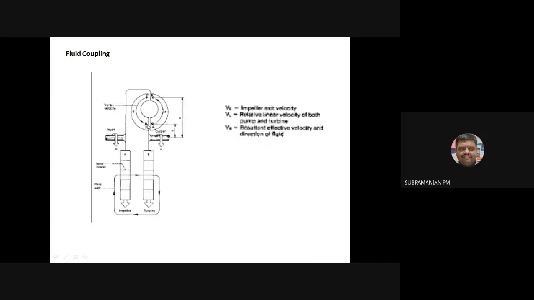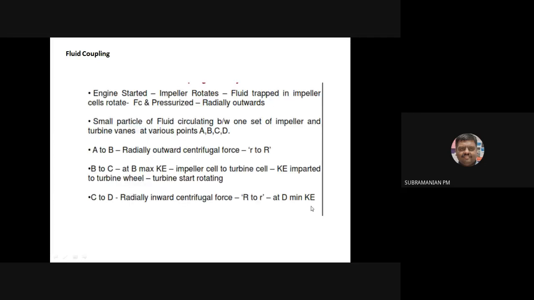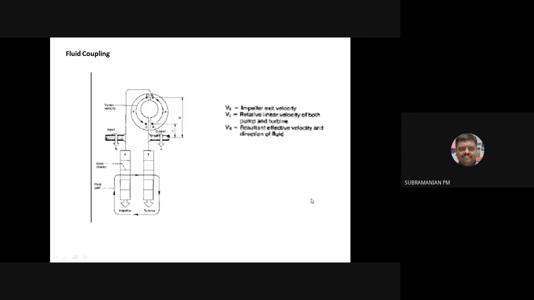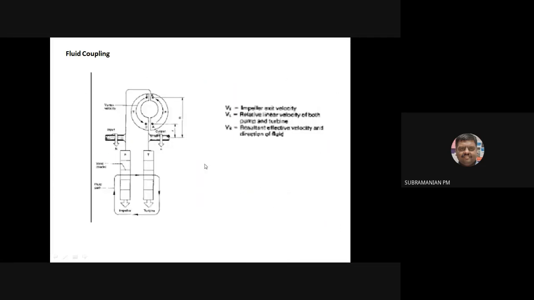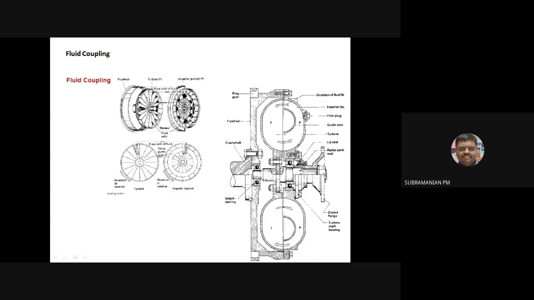So at D, my kinetic energy will be minimum because the fluid will be transferring energy to the turbine. It will be losing energy. So you can see at D, I will have minimum kinetic energy. So for the simplified sketch, you can draw this one. If you are able to draw this one and this one, three sketches, you will get good marks. Some students will draw this sketch alone, so they will get fewer marks. We need a detailed sketch, this type of sketch.